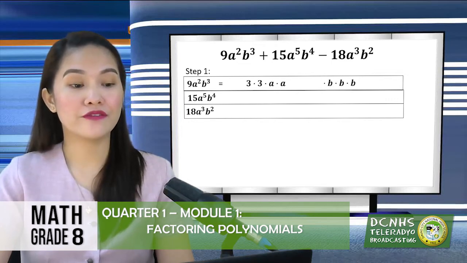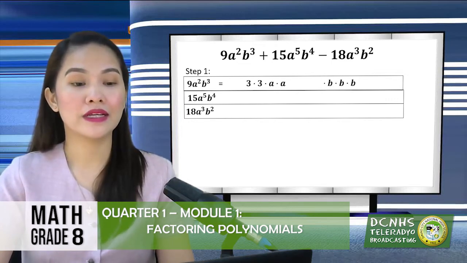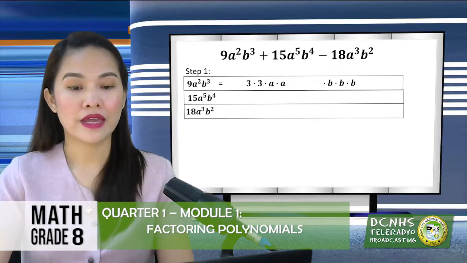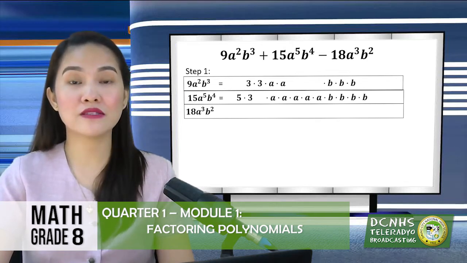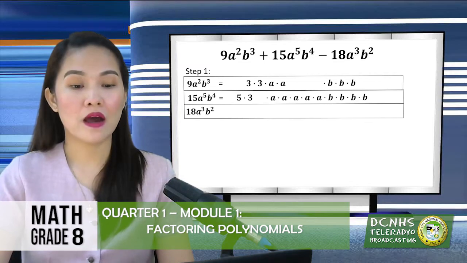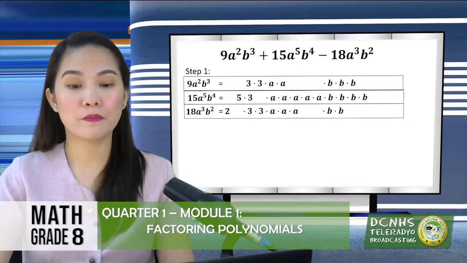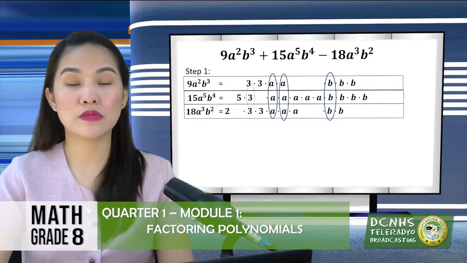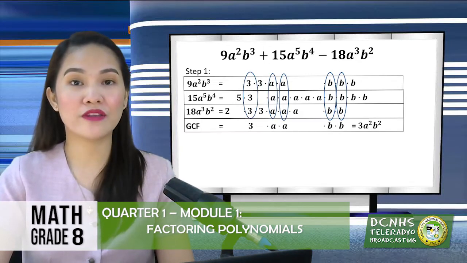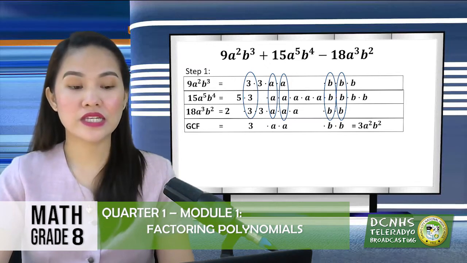The prime factors of 9a squared b cubed are 3 times 3 times a times a times b times b times b. The prime factors of 15a raised to 5b raised to 4 are 5 times 3 times a times a times a times a times a times b times b times b times b. And the prime factors of 18a cubed b squared are 2 times 3 times 3 times a times a times a times b times b. Align the common factors. The GCF is 3a squared b squared.